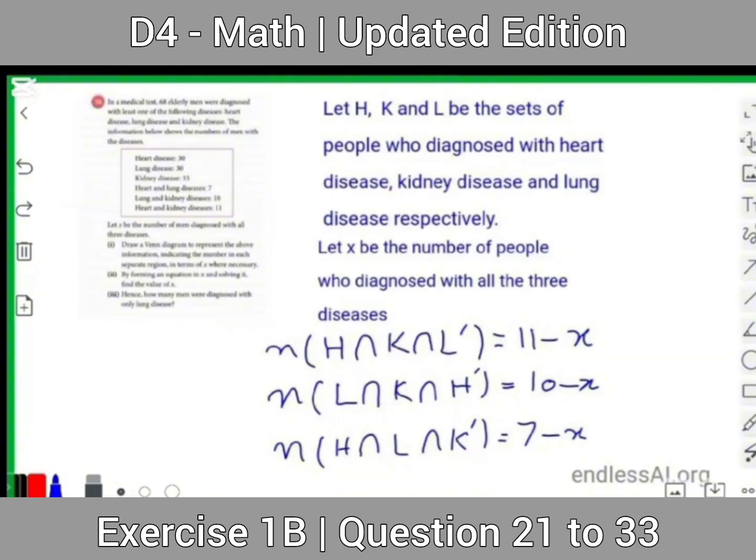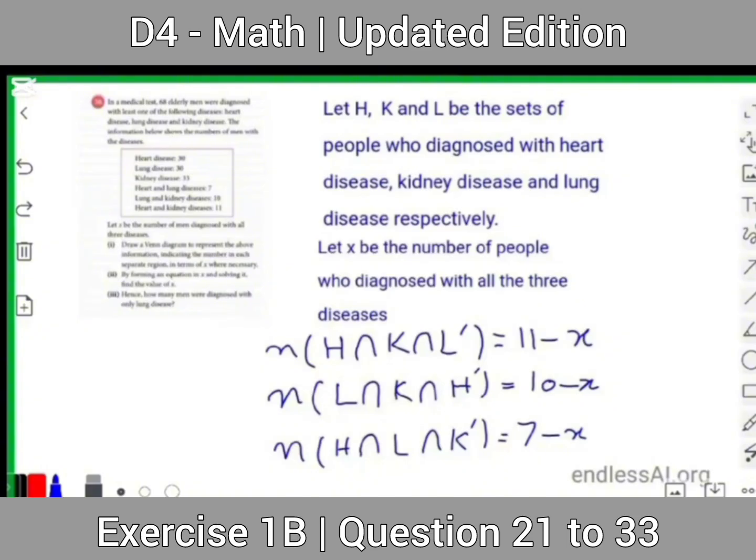So let H, K, and L be the sets of people who were diagnosed with heart disease, kidney disease, and lung disease respectively, and let x be the number of people who were diagnosed with all three diseases. For this, we have n of H intersection K intersection L complement. We have 11 people having heart and kidney diseases but not lung disease. So the number of people having heart and kidney disease but not lung disease equals 11 take away x. Similarly, the number of people who have lung disease and kidney disease but not heart disease is equal to 10 take away x.